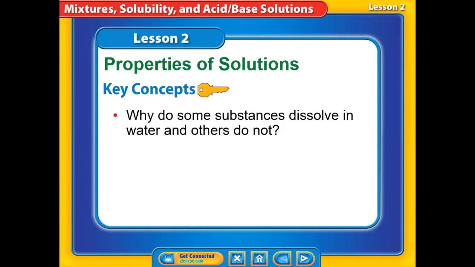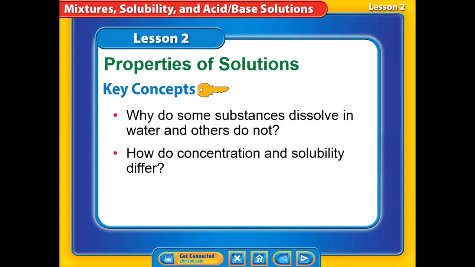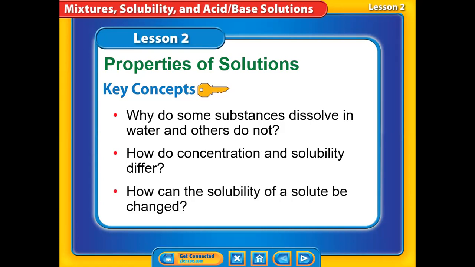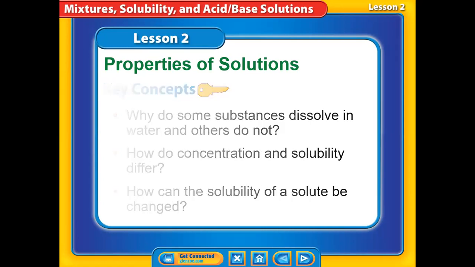So what are the objectives of our lesson? First of all, after the end of this lesson, we should be able to answer the following questions. Why do some substances dissolve in water and the others do not? How do concentration and solubility differ? And finally, how can the solubility of a solute be changed?